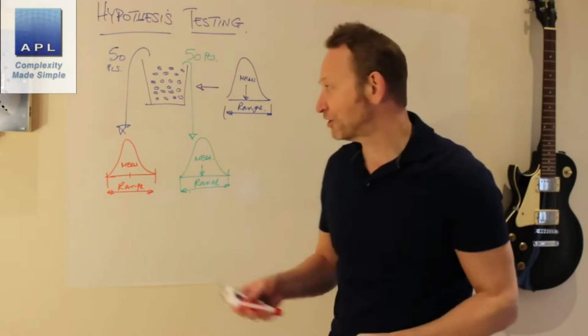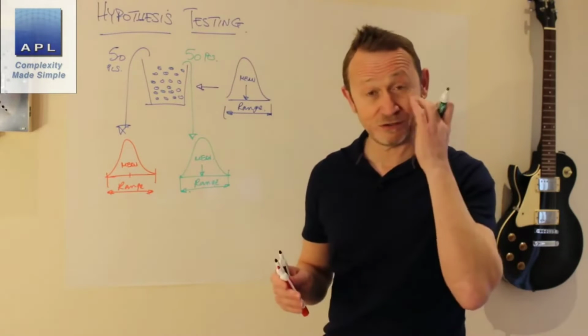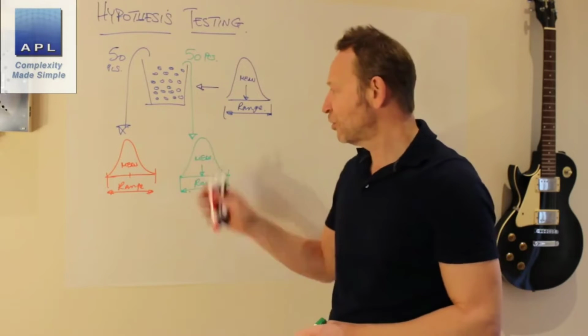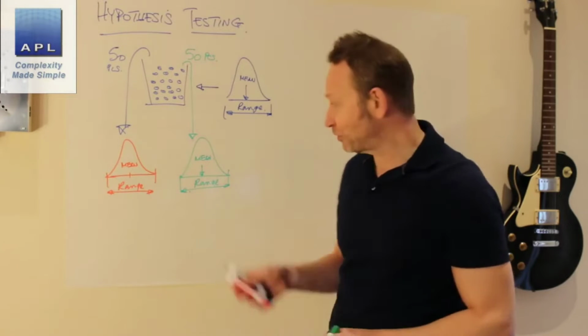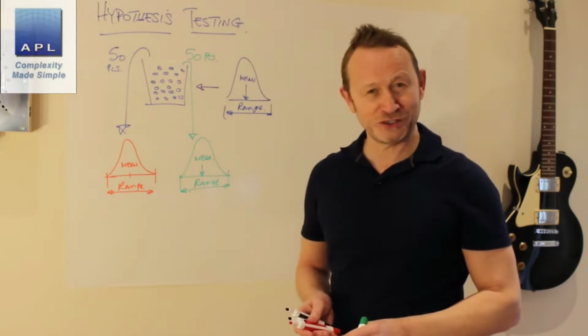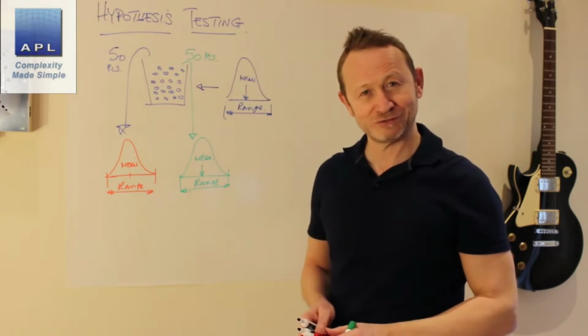Now here's the question. These are 2 samples out of a static process. They are not moving. What do you think the chances are that the engineer that took the red distribution and the engineer that took the green distribution get exactly the same result?